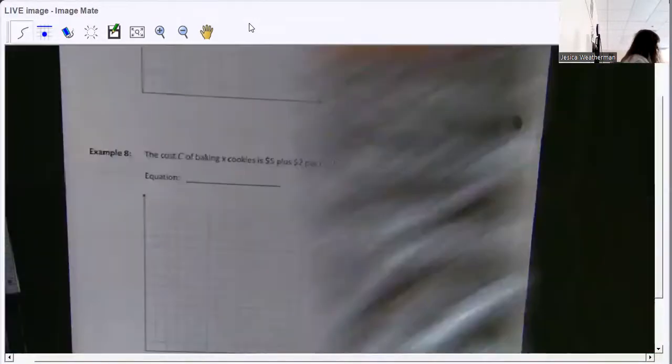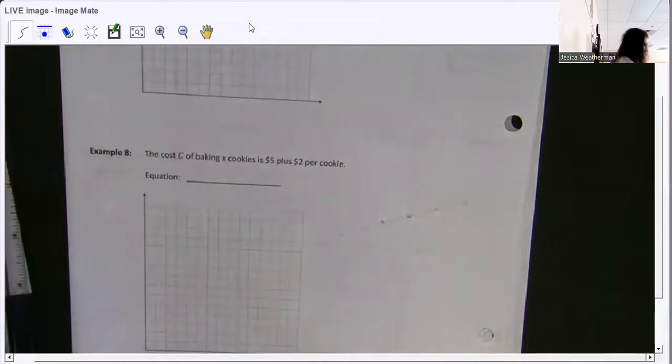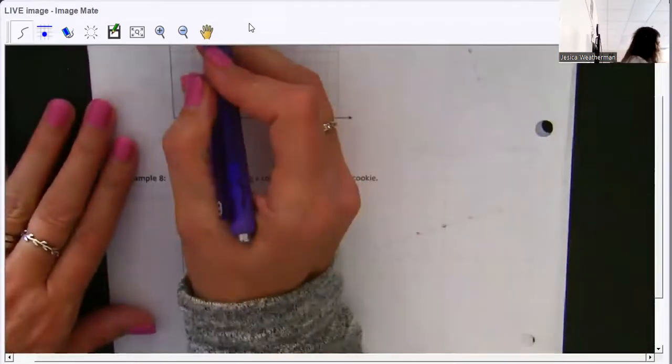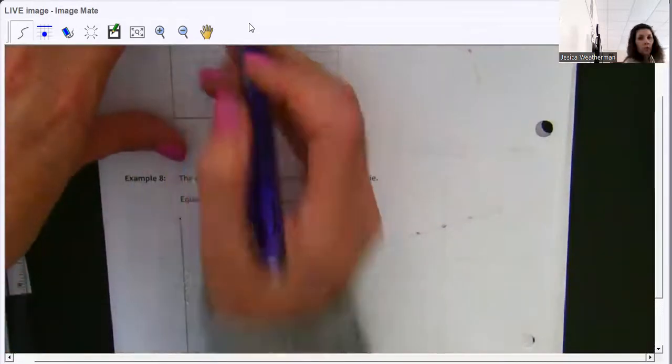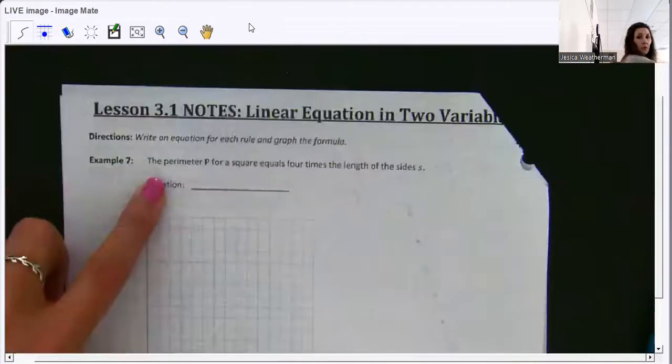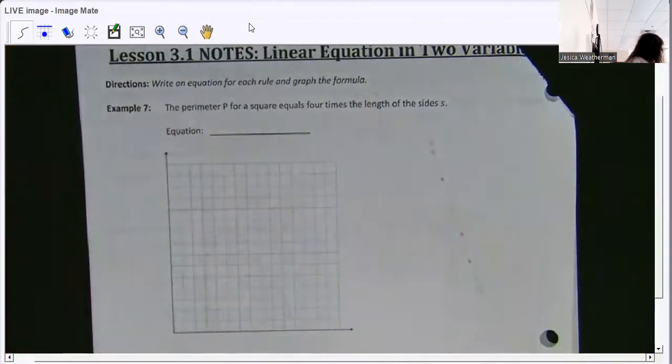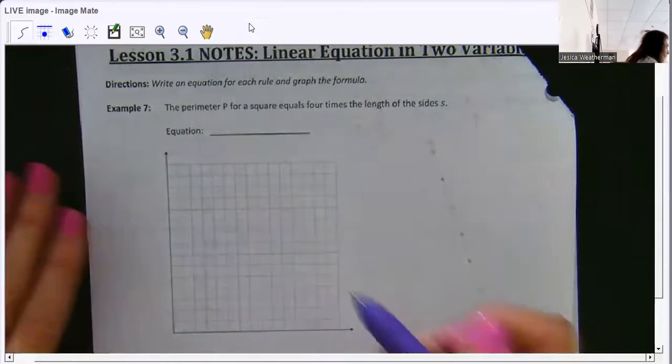Now what we're doing is we're working with real world situations and we're creating graphs based on that situation. But the first thing you need to do with the word problem is come up with an equation. So let's look at this word problem. It says that the perimeter P for a square equals 4 times the length of the side. Now we already know how to find the perimeter of a square. Everybody, by this time, I think we know what the equation is, but let's just look at this one.